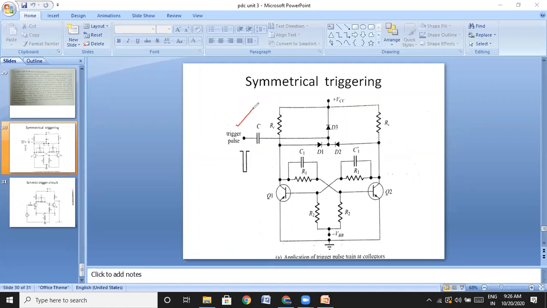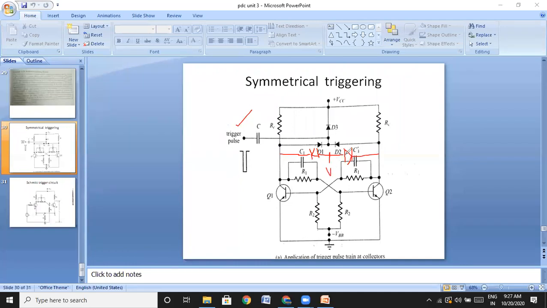Therefore, in a complete bistable multivibrator diagram, here we may have one more diode, which is your catching diode. It may be in this direction. This is your catching diode, and here we have to apply some voltage, V volts.